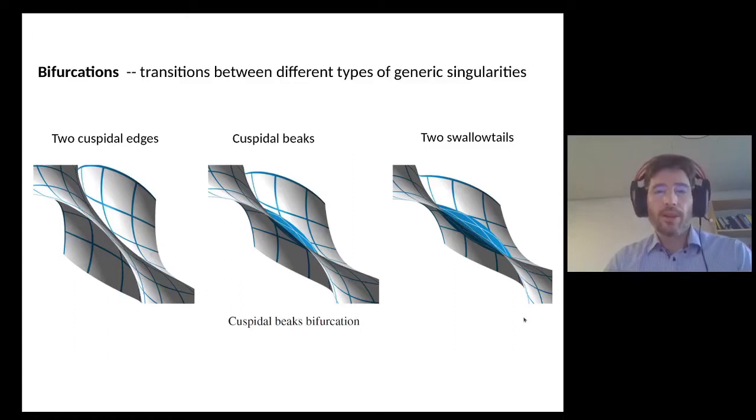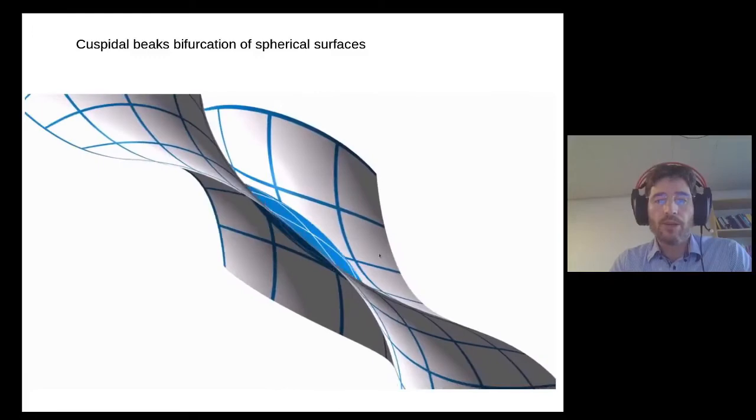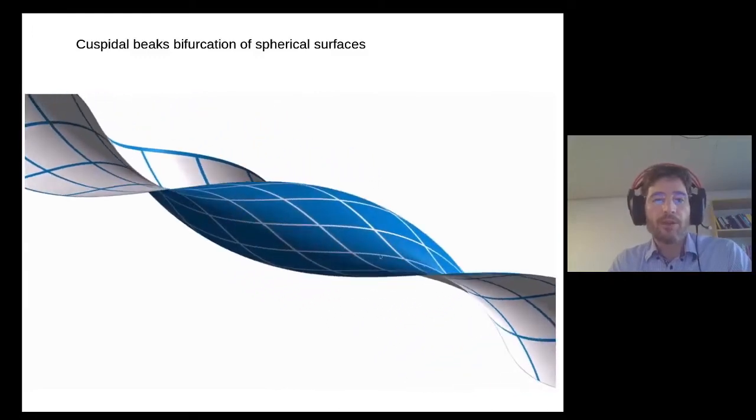So another thing we talk about in singularity theory is bifurcations, which is transitions between different types of generic singularities. So this is an example for constant positive curvature surfaces. Here we have 2 cuspidal edges, and over here we have 2 swallowtails, and the point just in the middle where you go from this to this is called a cuspidal beaks bifurcation. Here's a realization of this bifurcation as families of constant positive Gauss curvature surfaces.